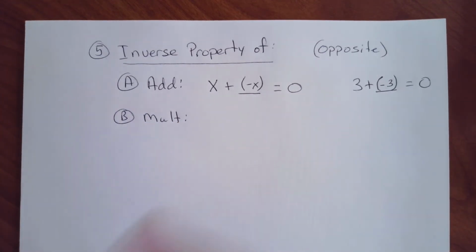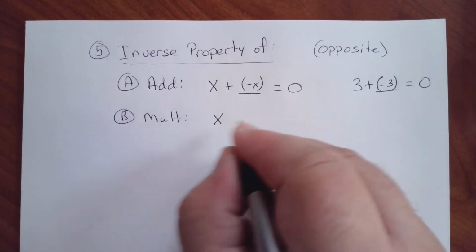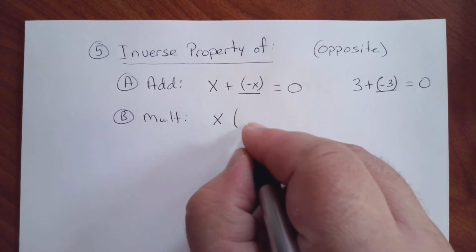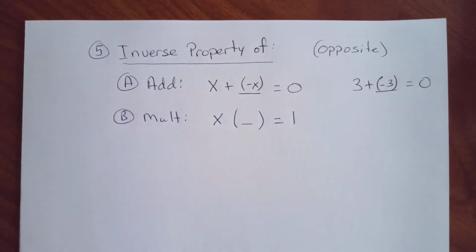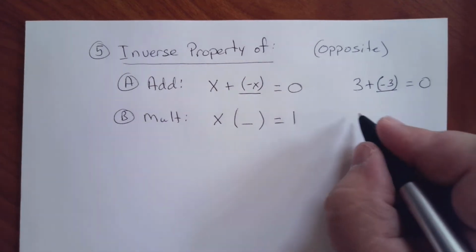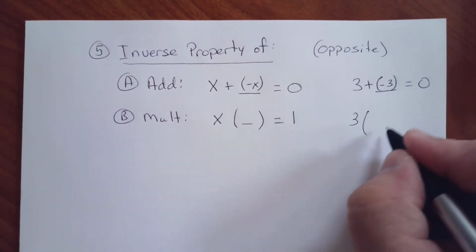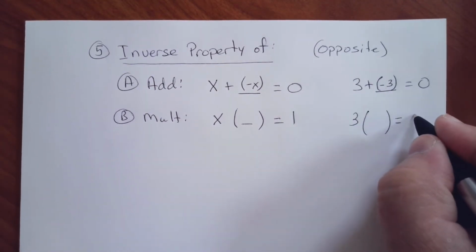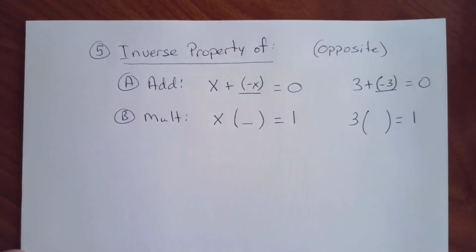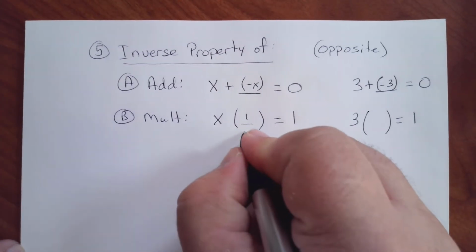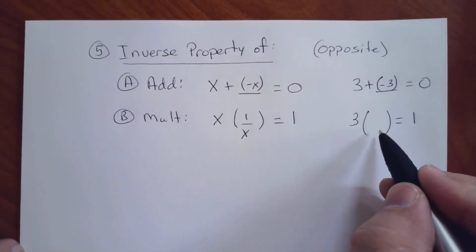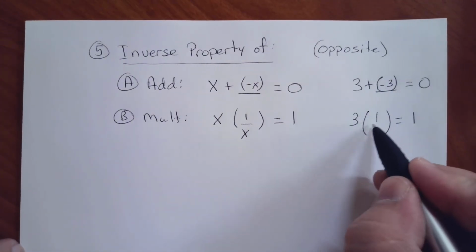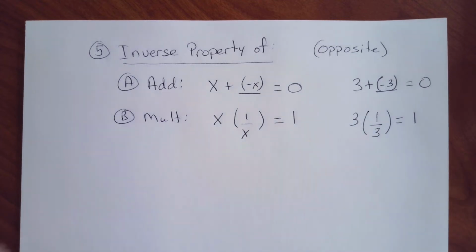And the inverse property of multiplication. X times what gives me 1? 3 times what gives me 1? Very good. So what do I put in here? Very good.